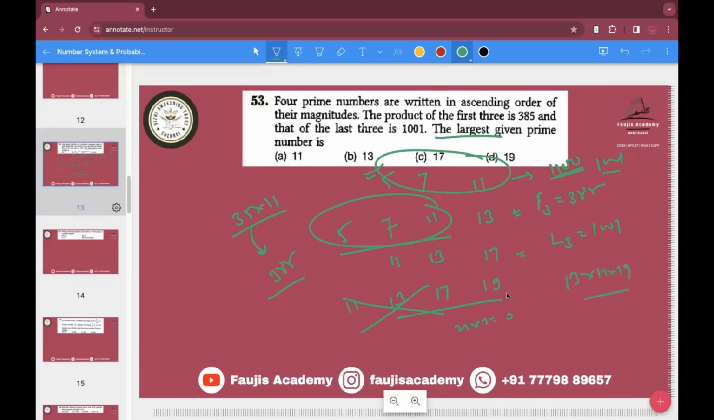Or you can go by the unit digit. 7 into 9, 63. 63 unit digit is 3. 3 into 3 is 9. 9 is your unit digit. That means unit digit cannot be 9 because we want unit digit as 1, because we want the last 3 to be 1001. And for prime numbers, unfortunately, we do not have the option to write x plus 2, x plus 4, x plus 6, like the way we write it in even numbers or odd numbers. Right, guys, shall we move? Thank you so much for pointing out that 9.